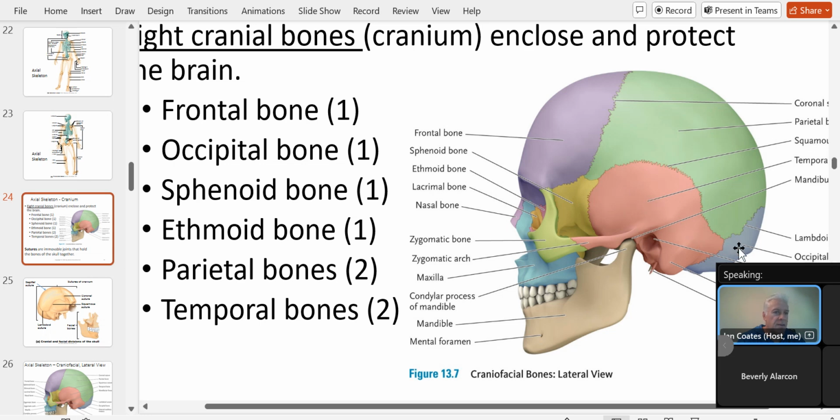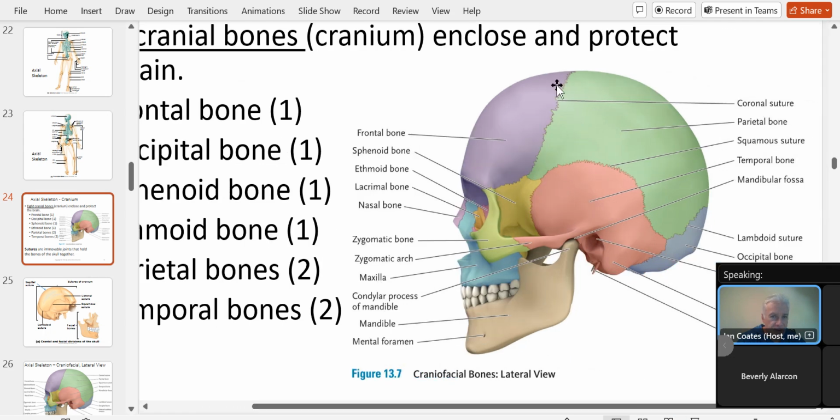Temporal bone, occipital bone. And you'll notice there, you'll see the sutures. Remember as children, those aren't fully formed, but as we get older, these bones creep in and they fuse and they harden. And you'll see that in between the frontal and the parietal bone, you have the coronal suture. We go into all these as well.